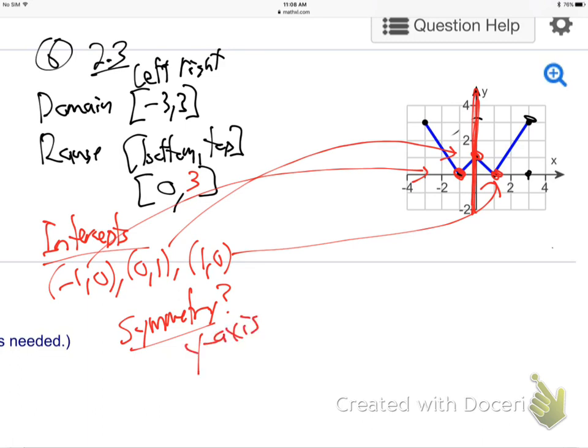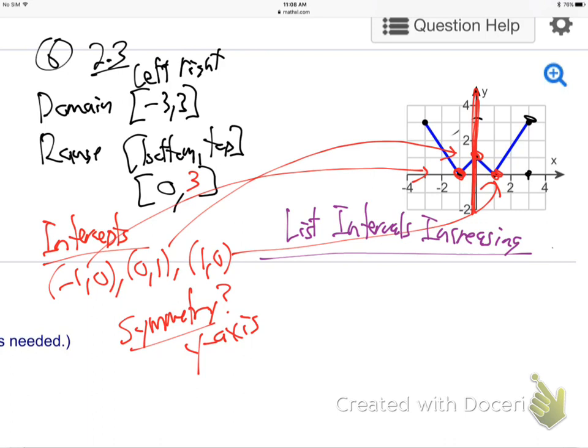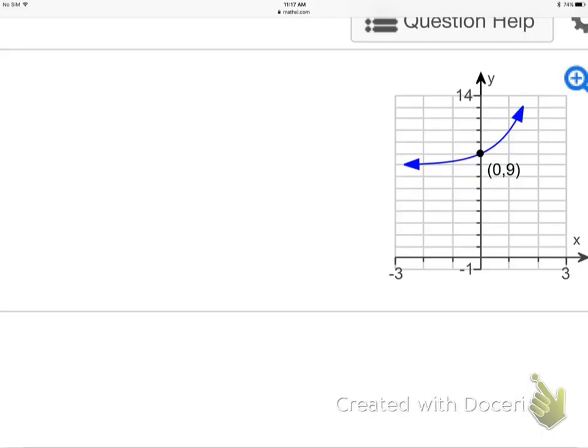And then the final question is it says list the intervals where it's increasing. So I think it says increasing, doesn't it? Just a minute. There it is. Okay, is that one even or odd or neither?